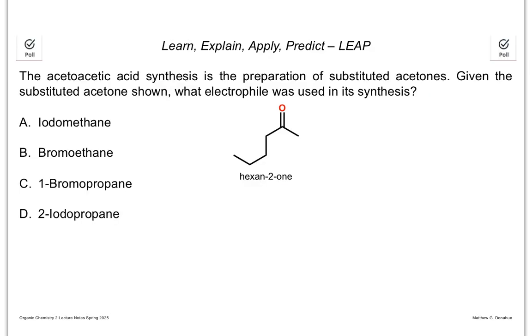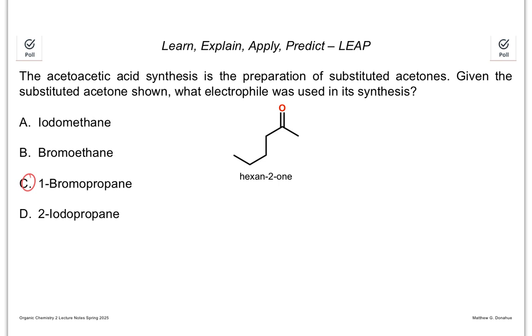So the acetoacetic acid synthesis is used in the preparation of substituted acetones. Given the substituted acetone shown, what electrophile was used in its synthesis? C.